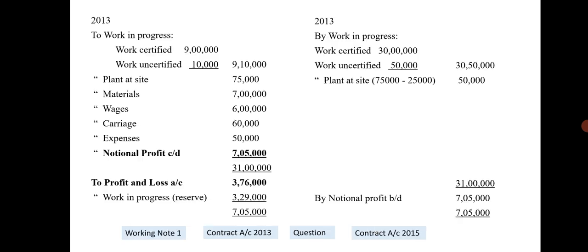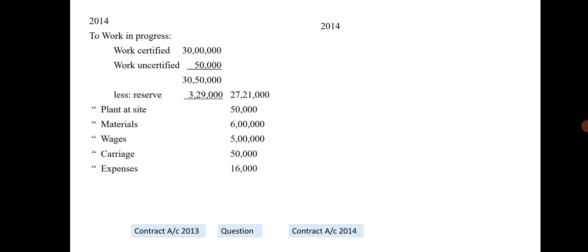So we can see how it is. We have to bring down the previous year's expenses. So bringing it down, you can see in this we have the work certified 30 lakh 50,000. Obviously the plant has to be taken over here. So by bringing down, you can see 30 lakh and we have 50,000. Since in the previous year there was a reserve value, that reserve is also deducted. So now the reserve is deducted and you get a final value of 27 lakh 21,000. From that, planned value is also taken down. We have written down all the expenses, material, wages, carriage, expenses, etc.